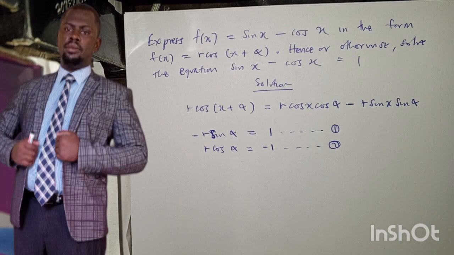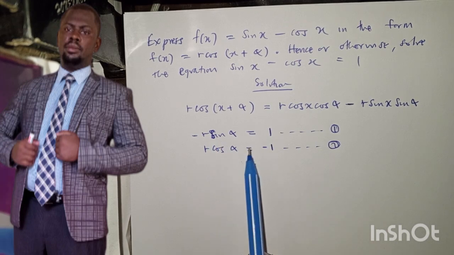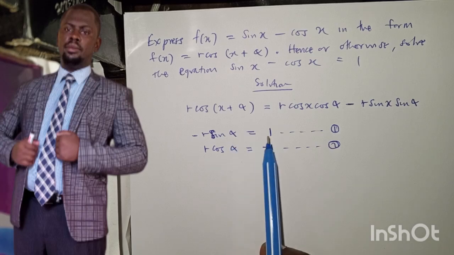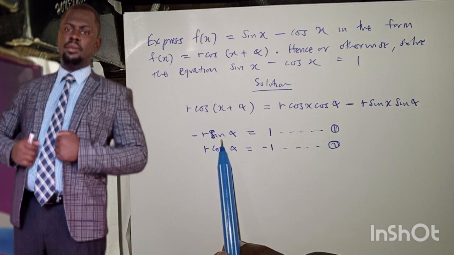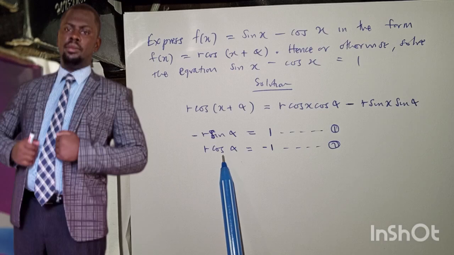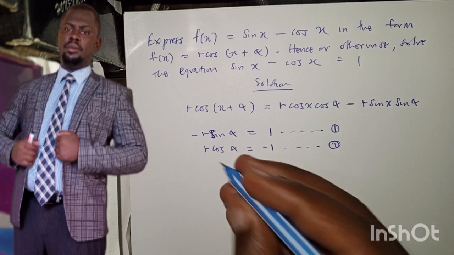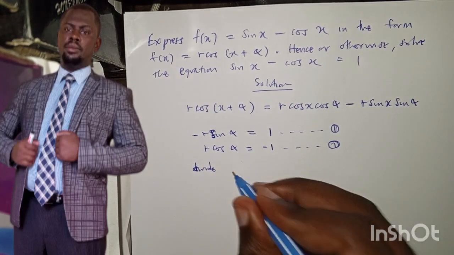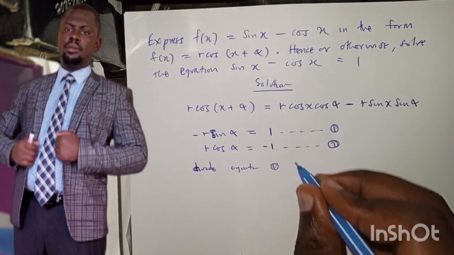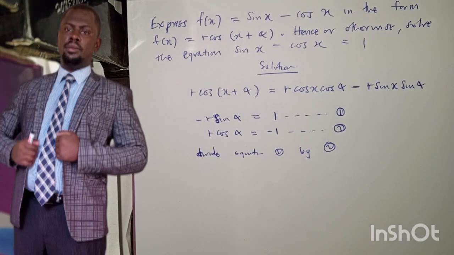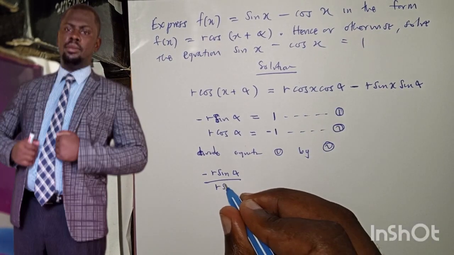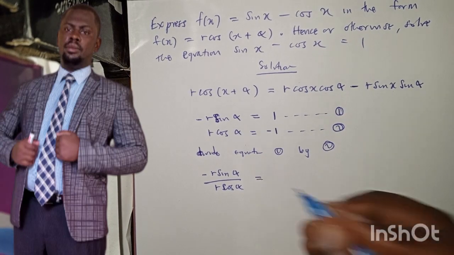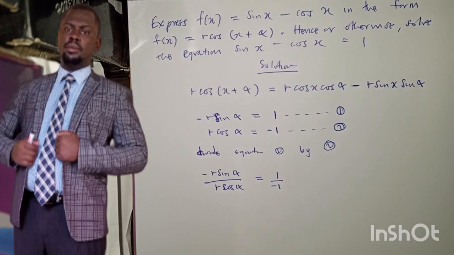Okay, now the idea is to solve for r and alpha. To help us calculate the value of r and alpha, we can divide equation 1 by equation 2, so that the r's will cancel. Then we are going to have tan alpha, and this tan alpha will help us to calculate the value of alpha. So we divide equation 1 by 2. We are going to have minus r sine alpha over r cos alpha is equal to 1 divided by minus 1.